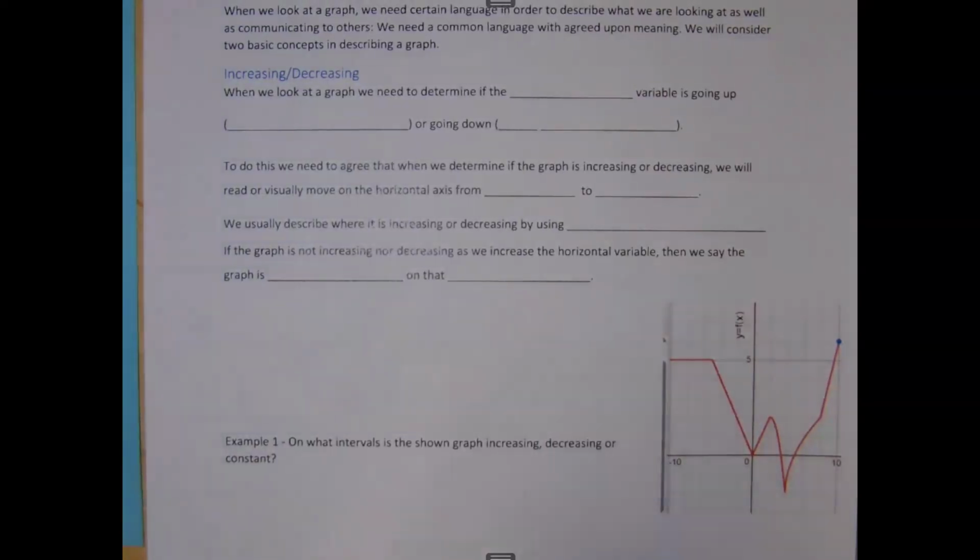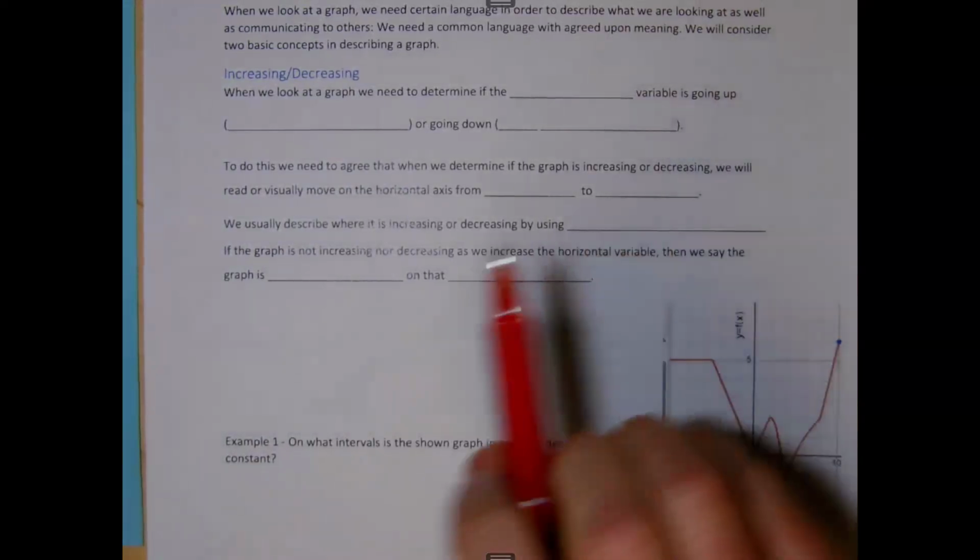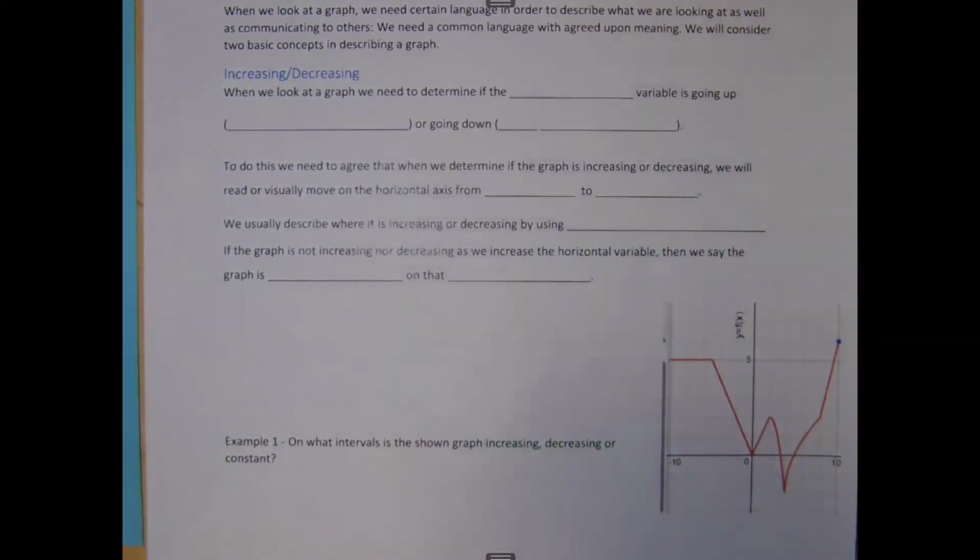Let's look at the behavior of graphs. Now, we look at a graph in a certain language in order to describe what we're looking at, as well as communicating to others. So we need a common language with agreed upon meaning. We will consider two basic concepts in describing a graph. And here's the first one: increasing and decreasing.